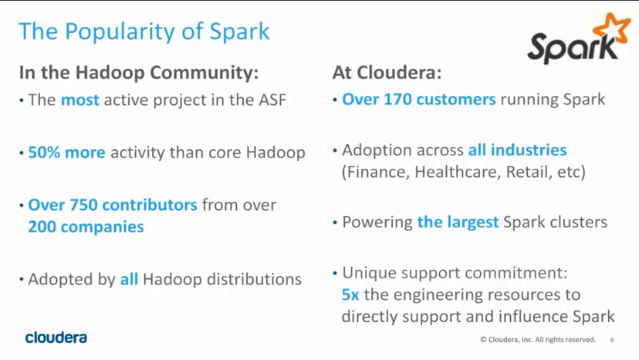Now let me give you some usage statistics that I've observed from Cloudera's customer base. At this point, we have over 170 customers running Spark in production. And we're talking about 170 large enterprise customers. The adoption is across various industries and use cases. Spark is no longer a niche platform used for a subset of use cases. We've seen Spark run on really large clusters. There are a bunch of customers running Spark on clusters with over 1,000 nodes.